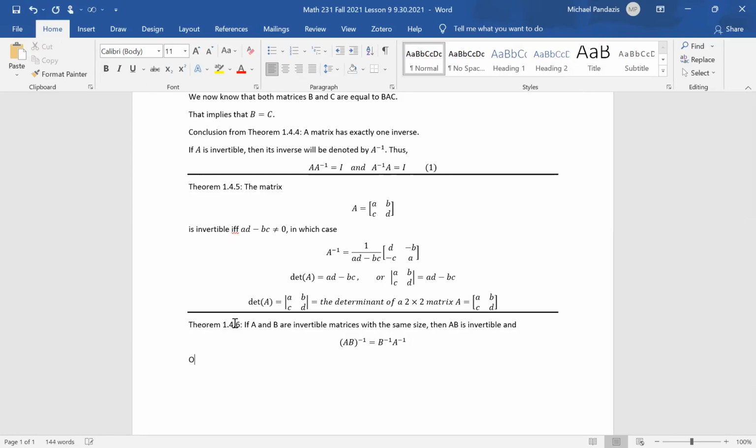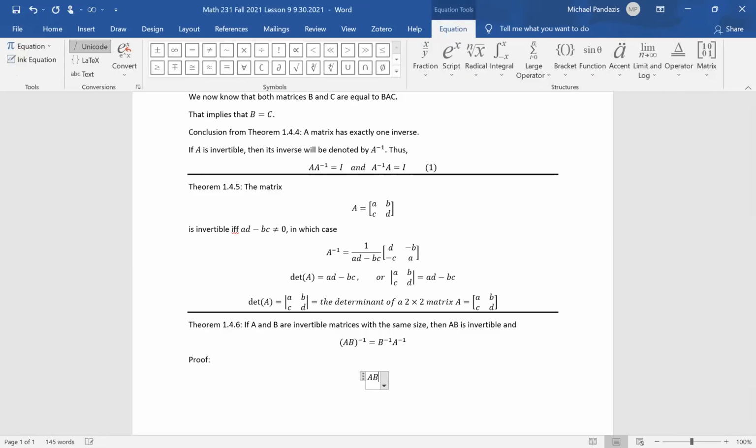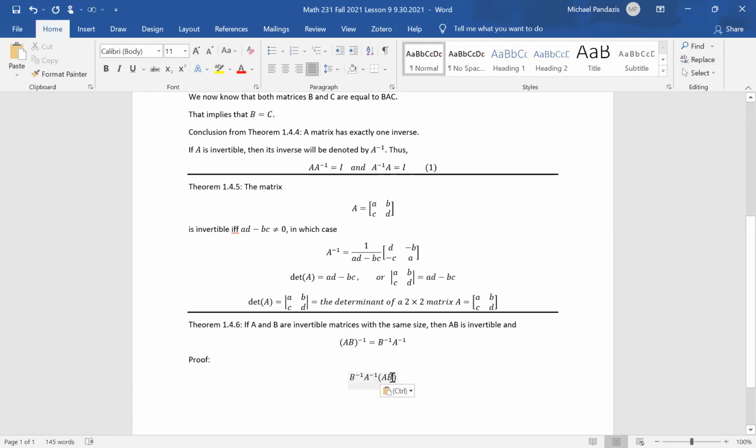Okay, so proof. Well, if you start with the matrix AB, and let's say you multiply it on the left by B inverse A inverse. Then what happens is that A inverse times A becomes the identity. So you get B inverse I B, because the I is A inverse times A here. And then you get B inverse B, but B inverse B is I.